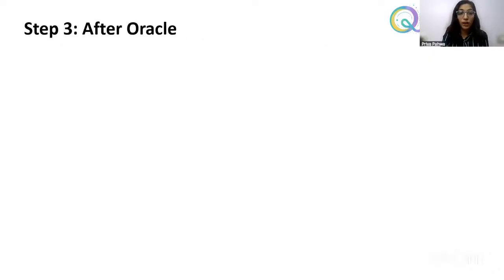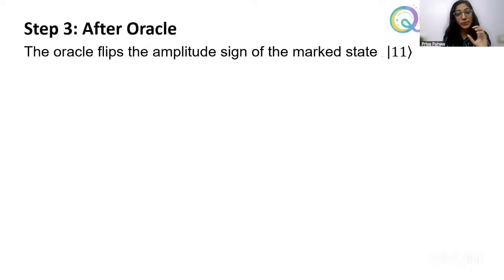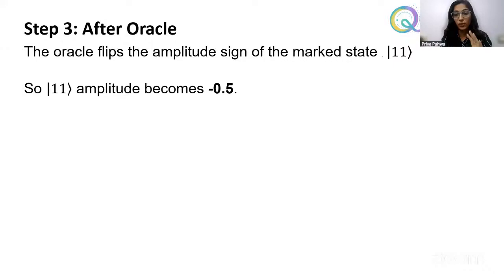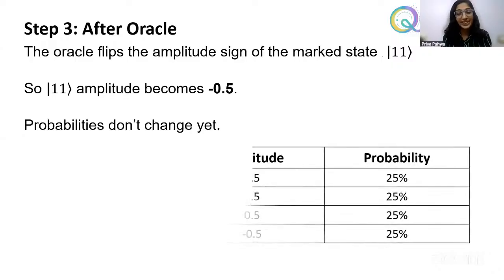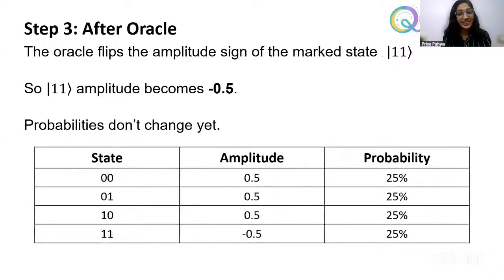Now, after the Oracle flips the amplitude of the marked state, 1, 1, the 1, 1 amplitude becomes minus 0.5. But there is no change in probability. Why? Because it's the square of the amplitude. Anyways, the negative sign is gone, right? So the probabilities again remain the same, right?